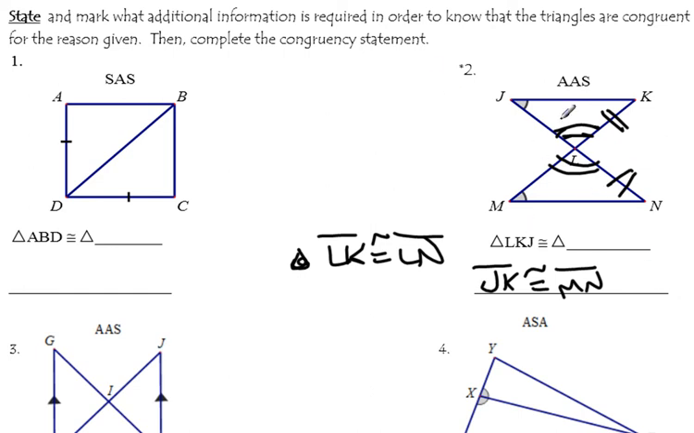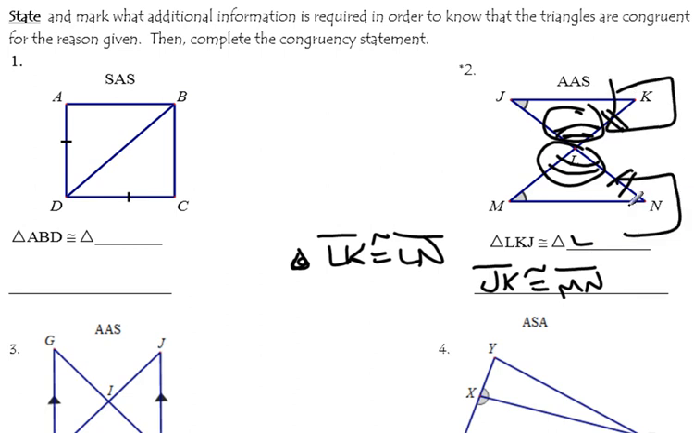My congruency statement: L in LKJ, here's LKJ. L has two arcs, so it matches with the other L. K has no arcs, so it matches with N that has no arcs. And J has one arc, so it matches with M. So your final congruency statement should be L, N, M.